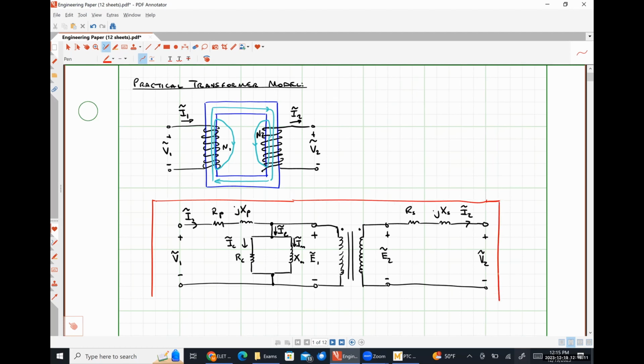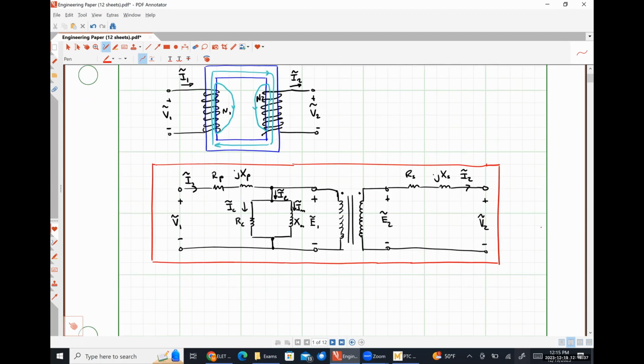This can be a little ungainly to use. So now we're going to talk about how we might simplify things. And this simplification is going to come about from referring things from the primary side to the secondary side or the secondary side to the primary side using the impedance transformation process that we detailed looking at an ideal transformer. Okay.